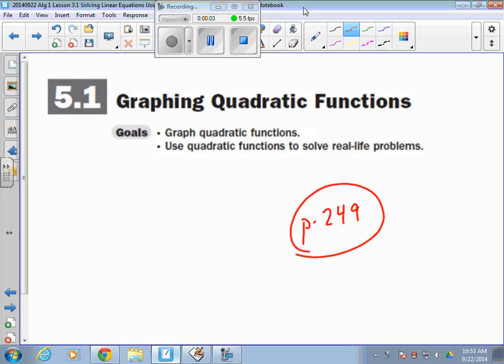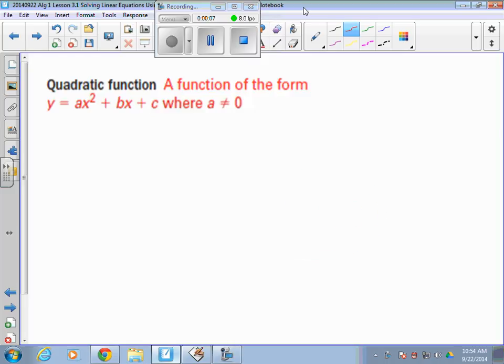This is Algebra 2, Lesson 5.1, Graphing Quadratic Functions, begins on page 249. First thing is the definition of a quadratic function. It's a function in the form y equals ax squared plus bx plus c, where a can't equal 0.